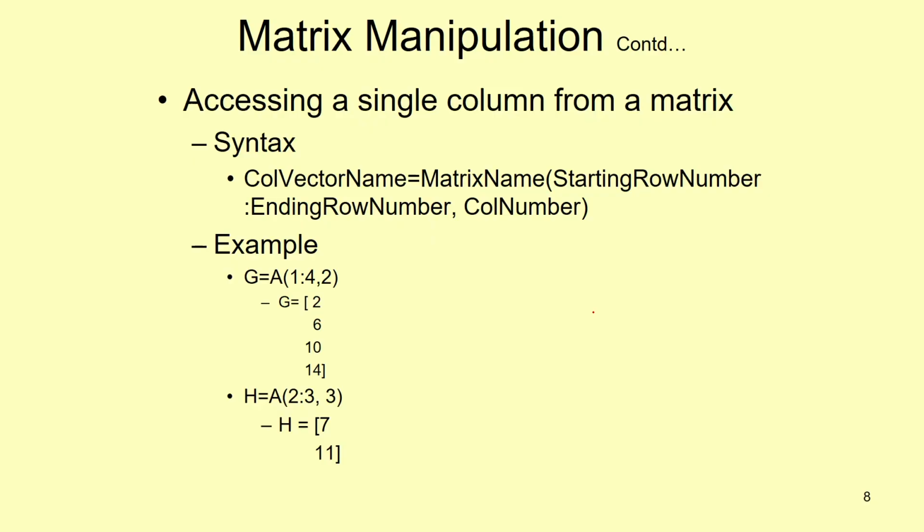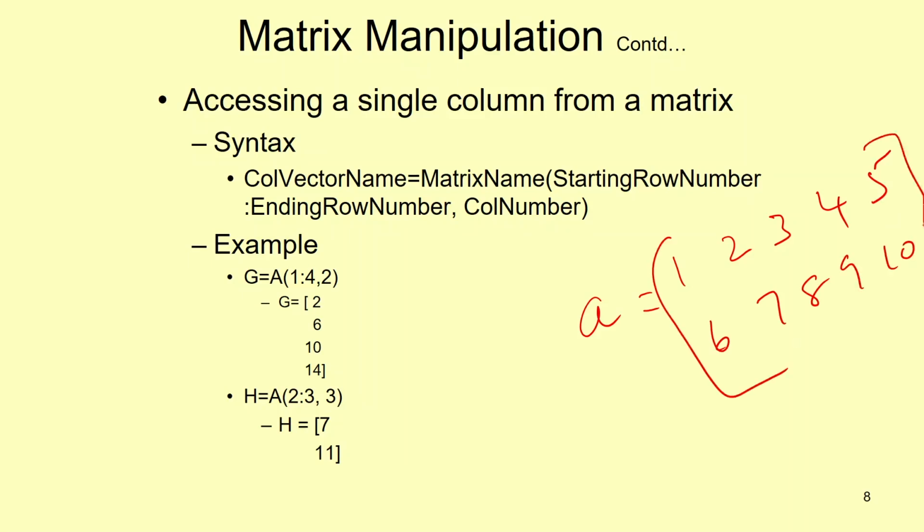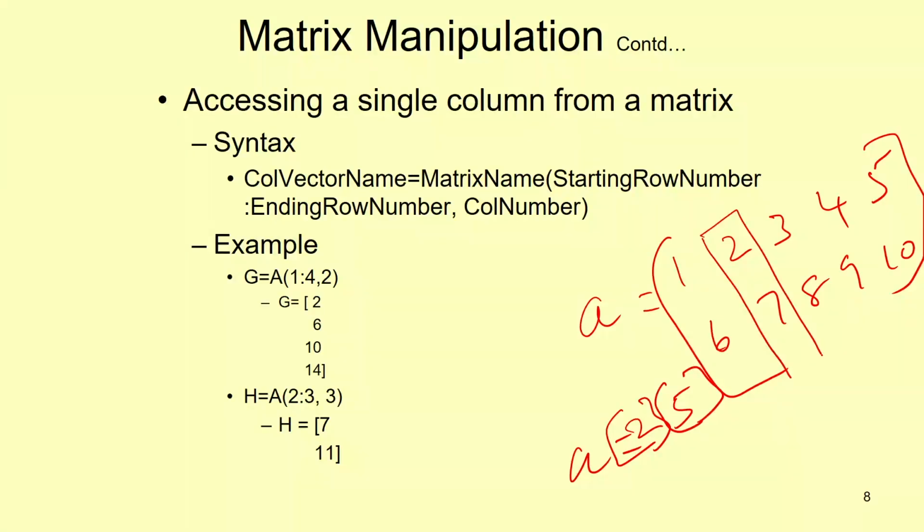Say for example, my matrix is 1, 2, 3, 4, 5, 6, 7, 8, 9, 10. What is my matrix size? A is 2 rows and 5 columns, right? Now I am going to take a particular column, the second column alone. What are the second column elements? 2, 7. So in that case, what do I have to do?